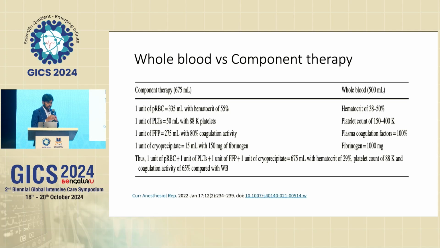And if you look at this, 675 ml of blood and blood component therapy can be replaced by 500 ml of whole blood. But it is too early to comment on whether whole blood should be the standard of care because it has not yet been used in the civilian setup. It has predominantly been used in military and naval research purposes.